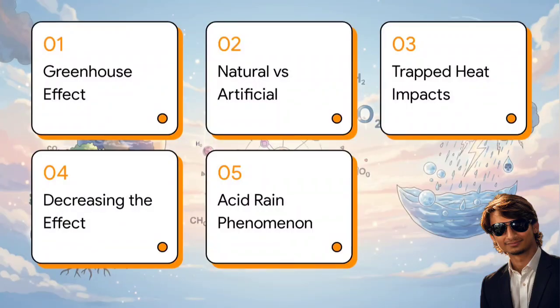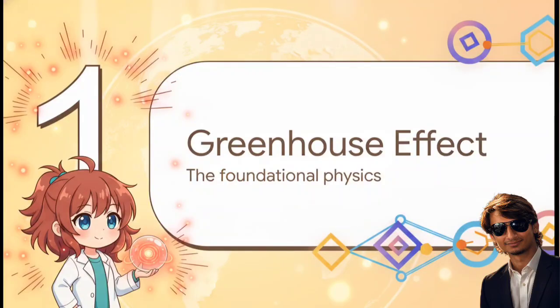Here is our roadmap for this explainer. 1. The greenhouse effect explained. 2. Natural versus artificial greenhouses. 3. Consequences of trapped heat. 4. Decreasing the greenhouse effect. And finally, 5. The acid rain phenomenon. All right, part 1. The greenhouse effect explained.